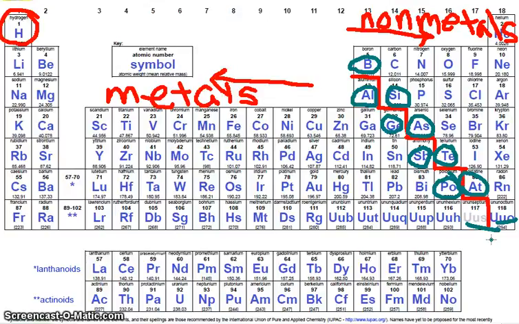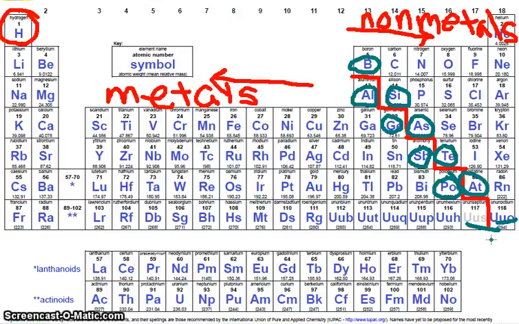Nonmetals will gain electrons in a chemical reaction. That's going to be pretty important later on. The other thing, if they don't gain electrons, sometimes they will share their electrons, but nonmetals never lose electrons.